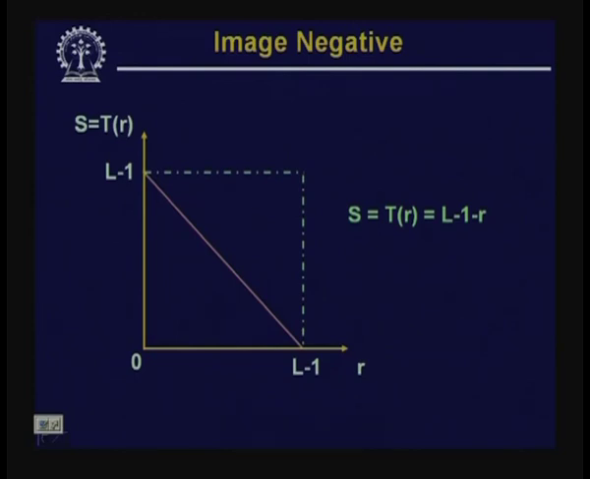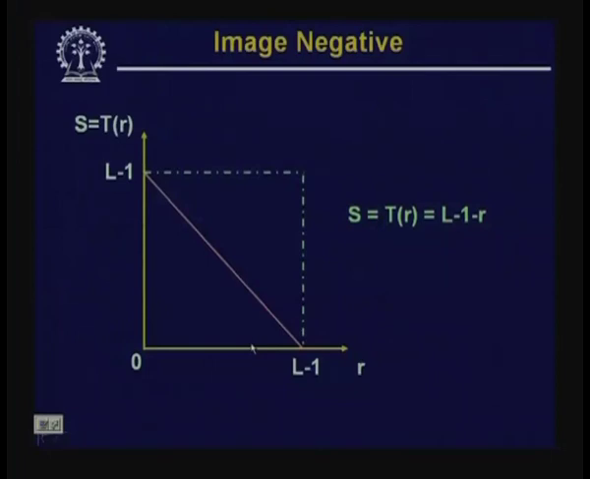So, you find that whenever R is equal to 0, then S will be equal to L minus 1, which is the maximum intensity value within our digital image. And when R is equal to capital L minus 1, that is the maximum intensity value in the original image, in that case S will be equal to 0. So, the maximum intensity value in the original image will be converted to the minimum intensity value in the processed image, and the minimum intensity value in the original image will be converted to the maximum intensity value in the processed image.